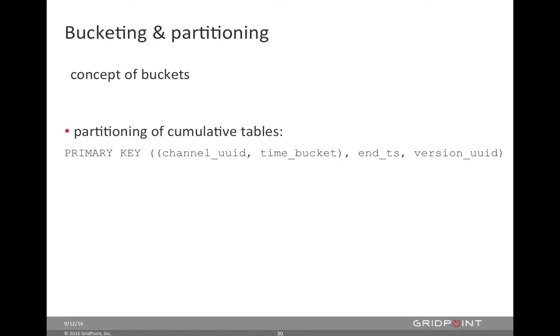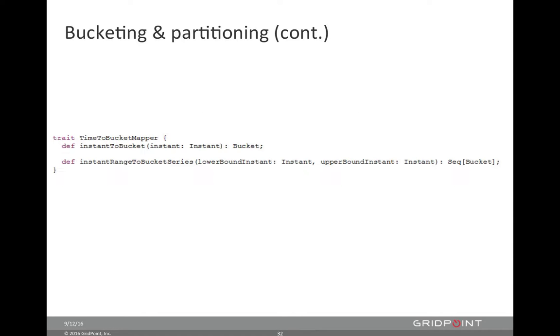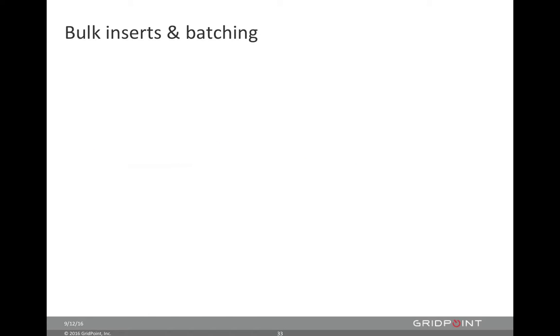For our so-called cumulative tables, the bucket number becomes a qualifier in the partition key. For our so-called latest tables, the bucket becomes a qualifier in the table definition, the table name itself. And then we have a bucket type that's reused across writes and reads. Here are some highlights. And then we have a mapper between timestamps and buckets. Here's the mapper interface.